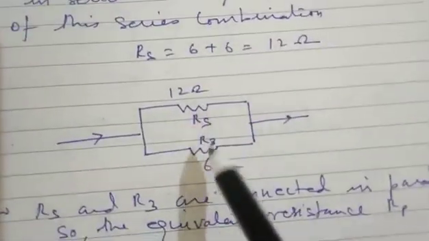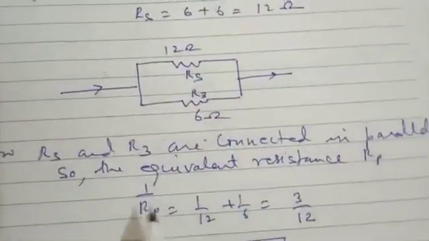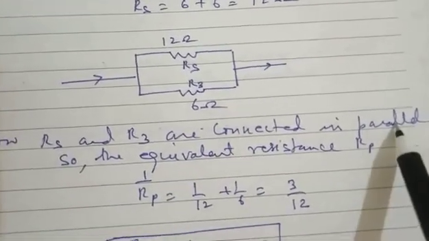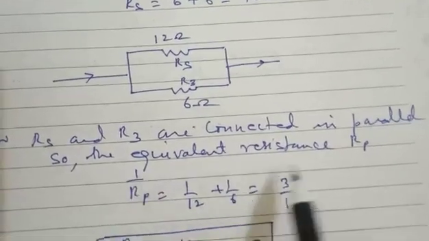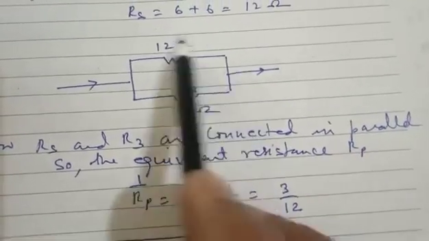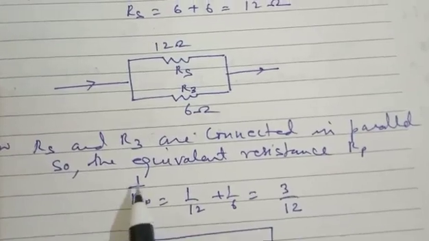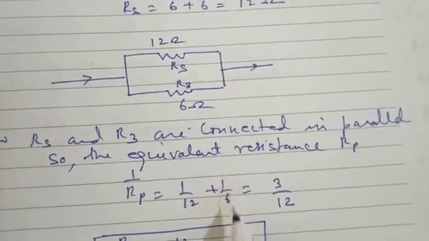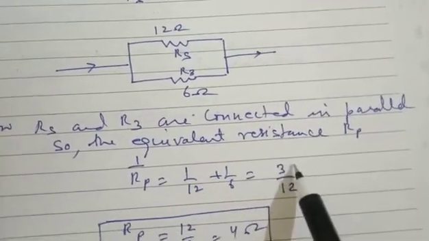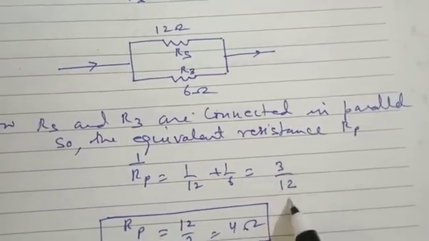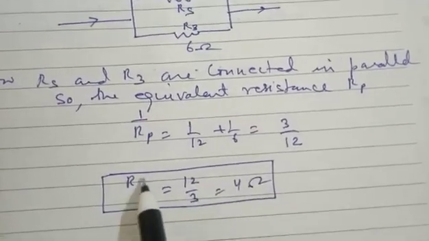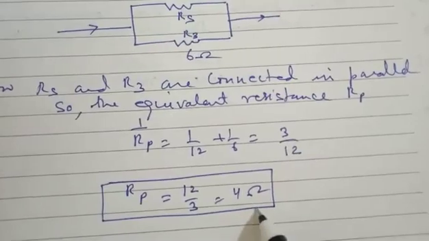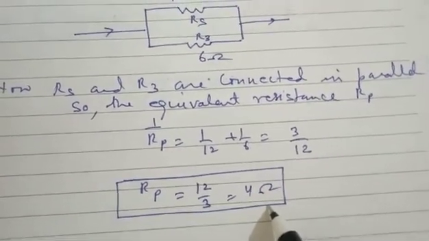So now since both of them are parallel, so RS and R3 are connected in parallel, so the equivalent resistance RP of the whole circuit can be given as 1 by RP is equal to 1 by 12 plus 1 by 6. Solving, it is going to give me 3 by 12. Now since I have to find the value of RP, I will take the reciprocal, and the ultimate answer is coming to be 4 ohm.